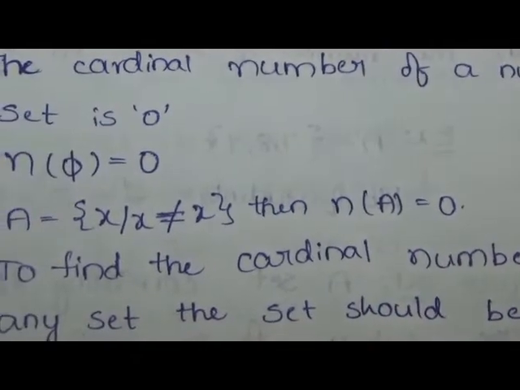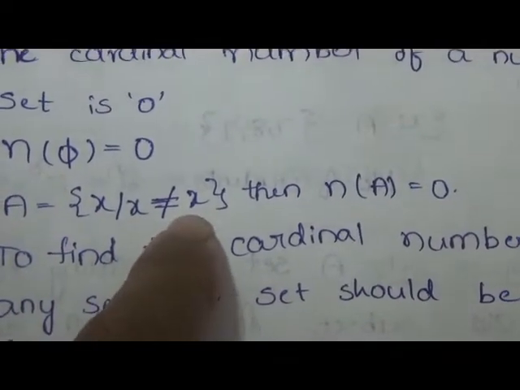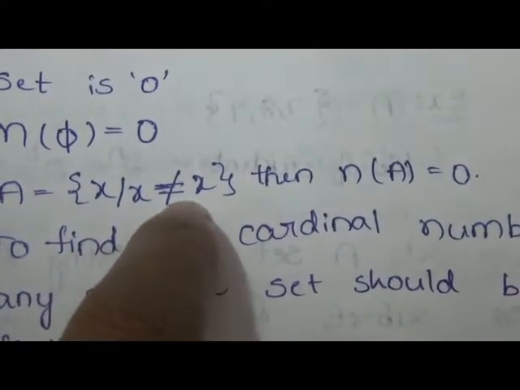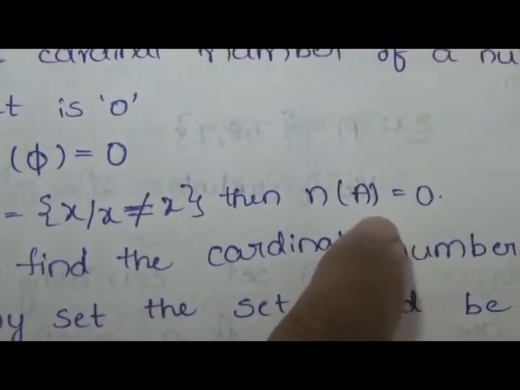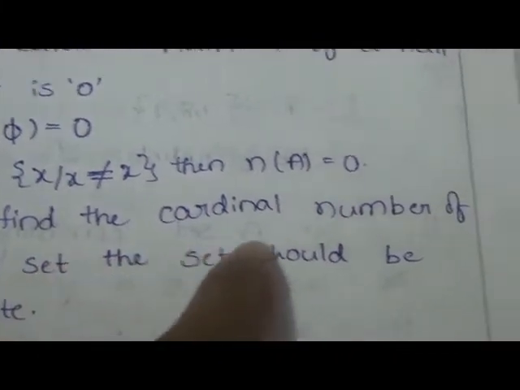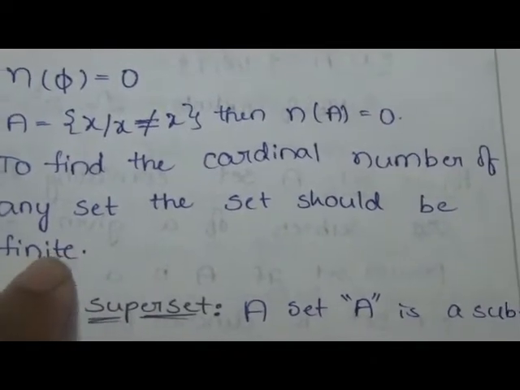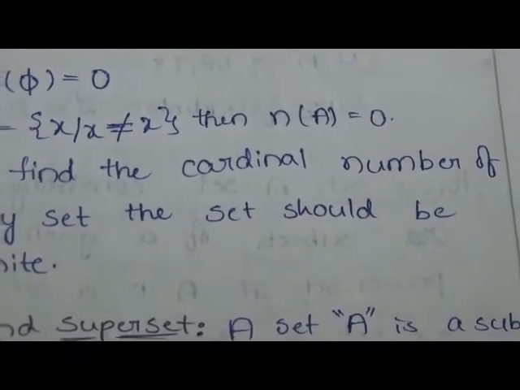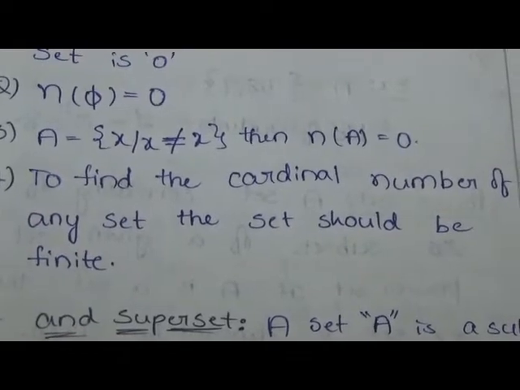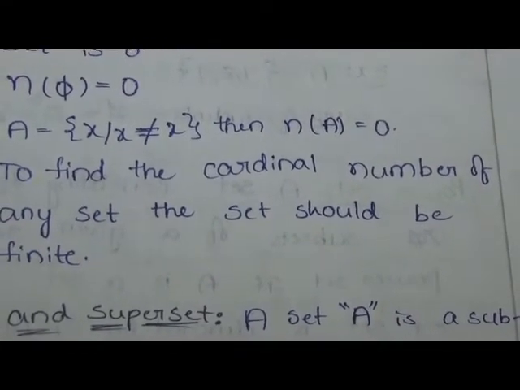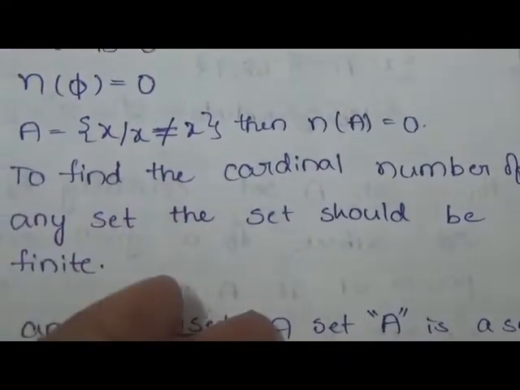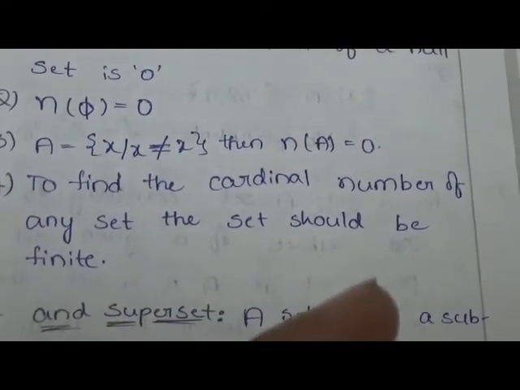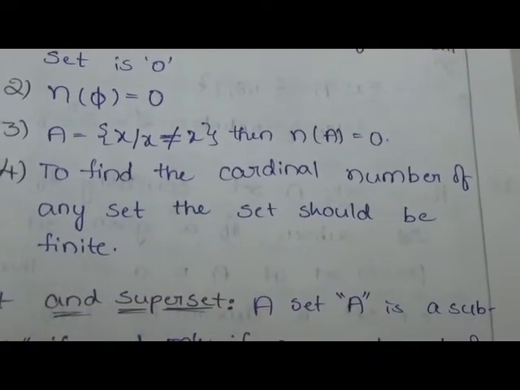If you write this set in set builder form, x is not equal to x means there are no elements in the set. So n(A) is equal to 0. To find the cardinal number of any set, the set should be finite, not infinite. If any set has infinite elements, then what is the cardinal number? We can't find it out, we can't count. Hence, the set should be finite. Then only we have this cardinal number.